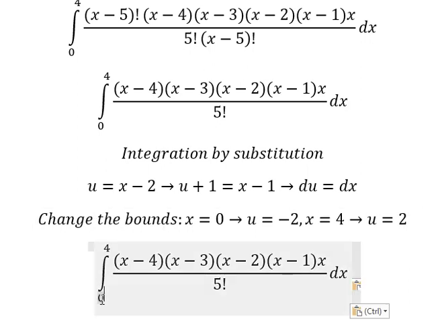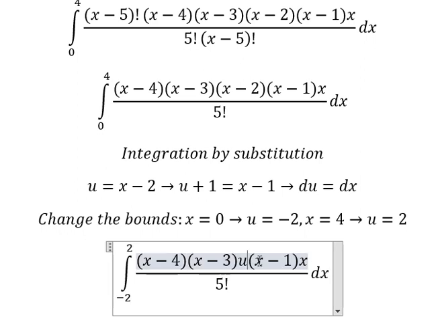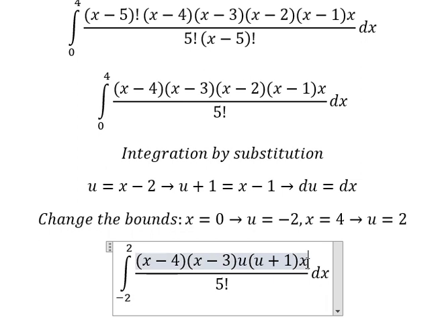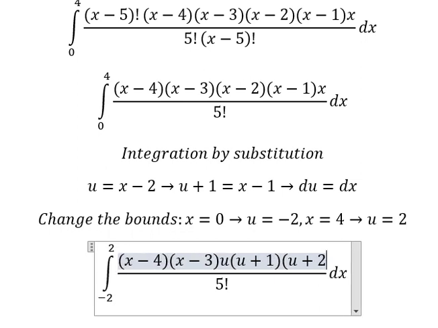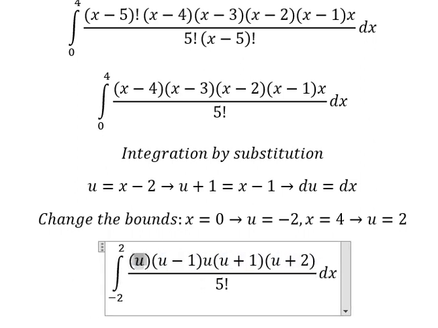So 0 we change by negative 2. This one we change by positive 2. This one we change by u. This one we change by u plus 1. This one we change by u plus 2. This one negative 1. And this one we have negative 2.